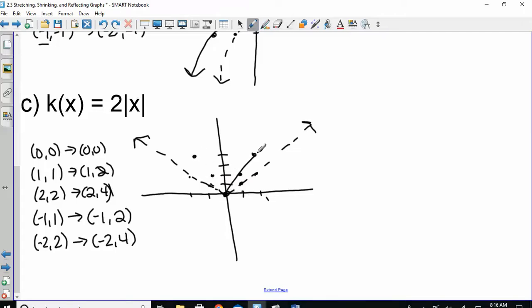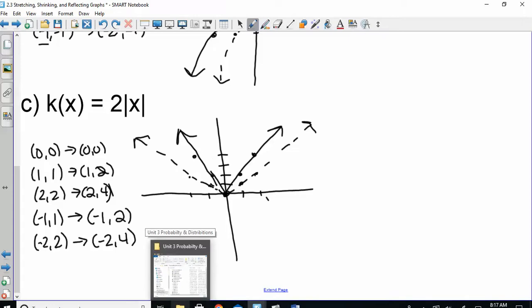So it's a vertical stretch, so our graph gets skinnier. Okay, so something like that. That's pretty bad, but you know what I mean. If I ask, what's the domain and range? Domain, negative infinity to positive infinity. Range, bracket 0 to infinity.